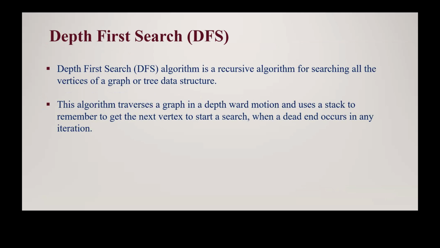By the name, depth first search is a type of recursive algorithm for searching all the vertices or nodes of a graph or tree structure. We can use this algorithm for a tree also. This algorithm traverses a graph in a depthward motion and uses a stack to remember the next vertex or node to start a search from whenever a dead end occurs at any iteration. It may happen because we are going depth wise. Whenever we go deep, there must be some ending point, but this is not the end of all the vertices. So again, we have to go back to another node.